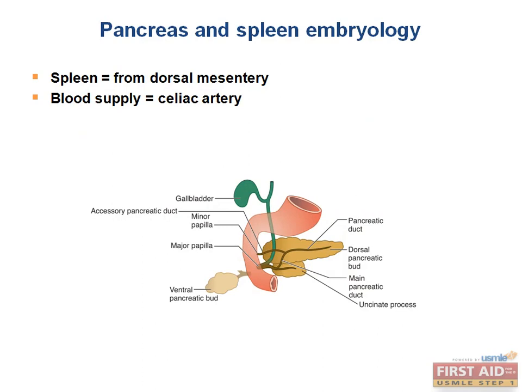The spleen, on the other hand, is not derived from the foregut, but is derived from the dorsal mesentery. It is, however, supplied by an artery of the foregut, the celiac.